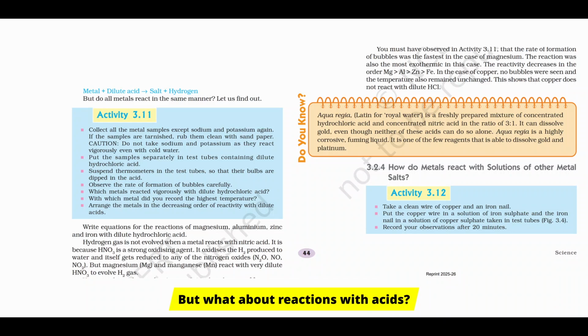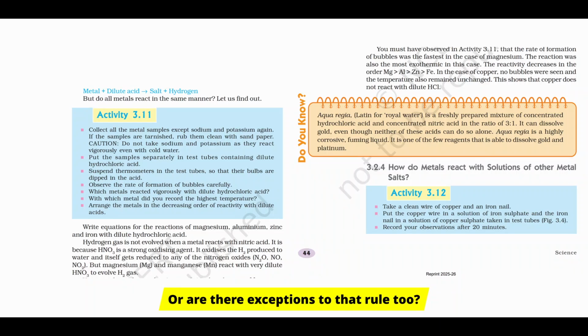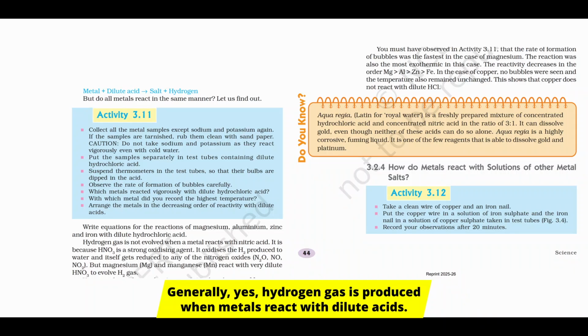But what about reactions with acids? I'm curious, does reacting with an acid always produce hydrogen gas? Or are there exceptions to that rule too? Seems like there are always exceptions. You're anticipating a very important nuance, and yes, you're right, chemistry loves its exceptions. It's a concept competitive exams particularly love to test. Generally, yes, hydrogen gas is produced when metals react with dilute acids.